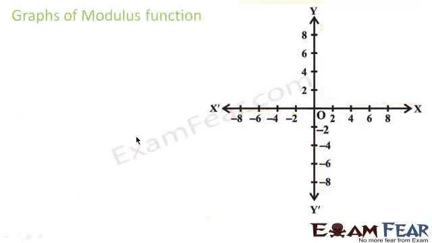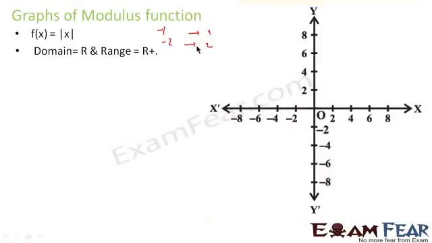Now we'll see the modulus function. The modulus function is f(x) = |x|. If you give -1 as the input, you'll get 1. If you have -2, you'll get 2. So whatever value you provide, you get the positive value. And here, the domain is R, you can give any real number. But since it always gives a positive number, the range is R plus.